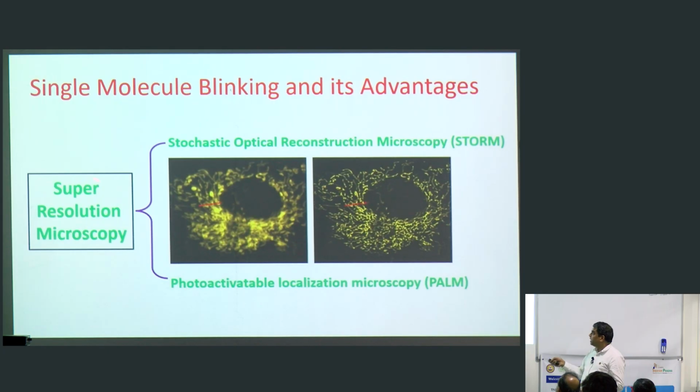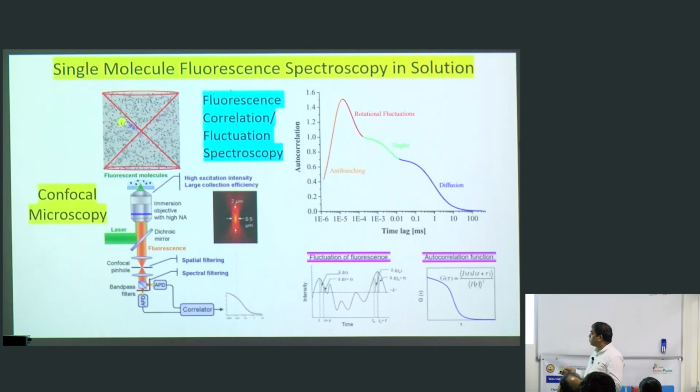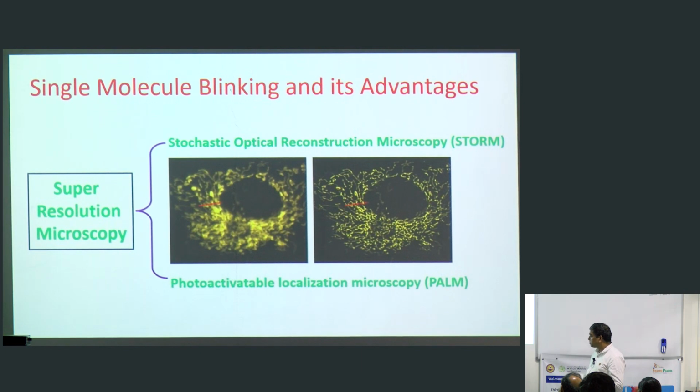Because of this blinking, two super resolution microscopic imaging techniques were generated. One is called stochastic optical reconstruction microscopy. The other one is called photoactivatable localization microscopy. Both have the same principle, where blinking is being used. What it basically does, I'll explain in the coming slides, but it basically manipulates the confocal volume. Let me discuss in the coming slides. But before that, why is this so important?